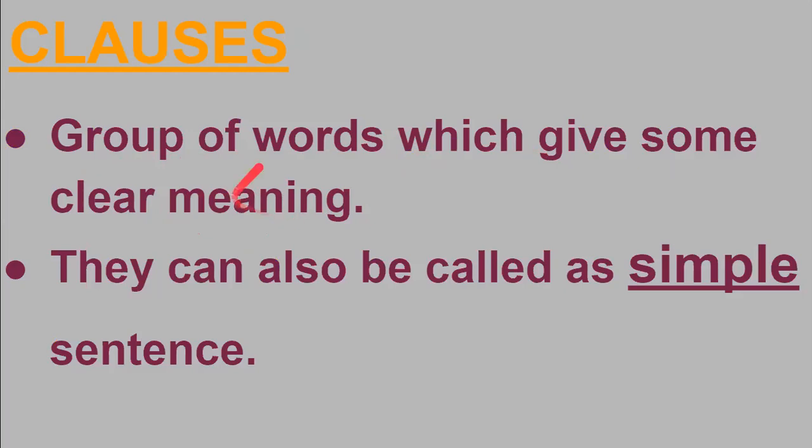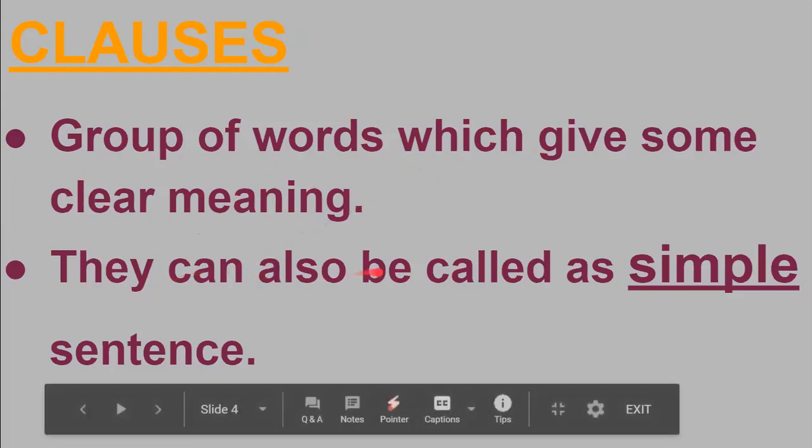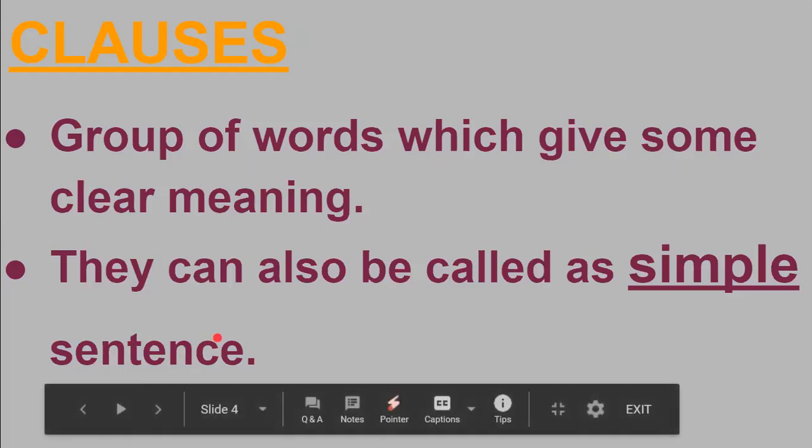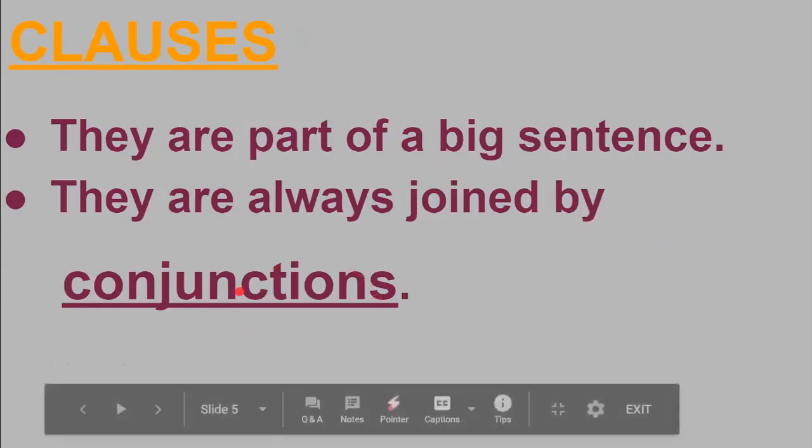Okay, so a group of words which give some clear meaning are called clauses, which is its definition. Secondly, they can also be called simple sentences, as I told you before. Clauses can also be called simple sentences, okay? But these simple sentences or clauses must be present in a big sentence, a compound sentence or a complex sentence, okay?